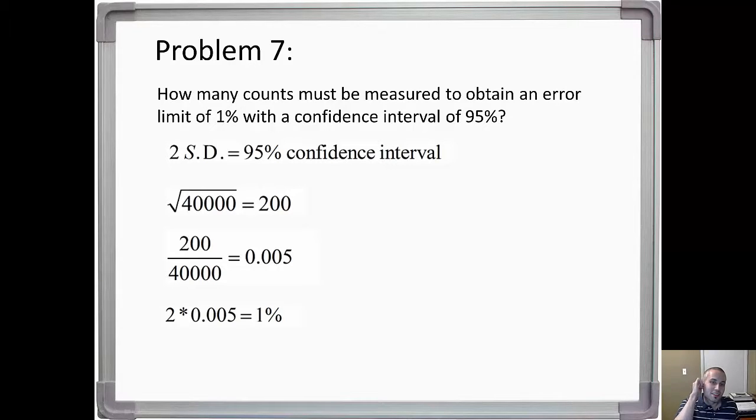Now, the question you're probably asking is, okay, wait, how did I calculate 40,000? In this particular question, it's basically trial and error. So all I do is I say, what's the square root of 10,000? 100. Okay, I take 100 divided by 10,000. I get 0.01. Multiply it by 2, I get 0.02. Okay, it's got to be something higher than 10,000. So I go to 20,000, and then I went to 40,000, and it was spot on.